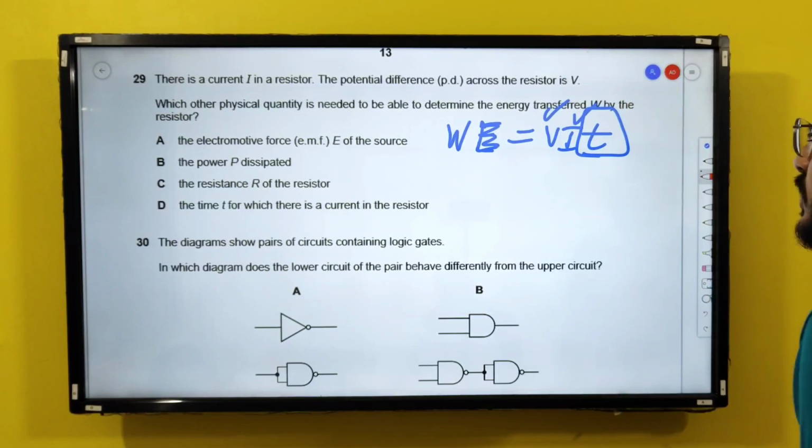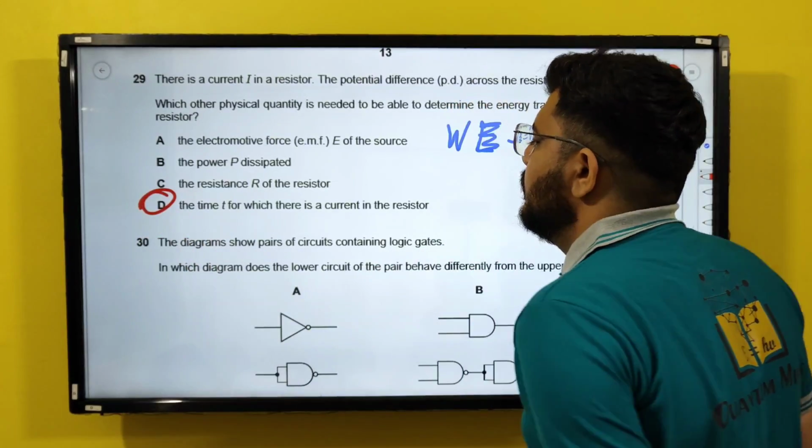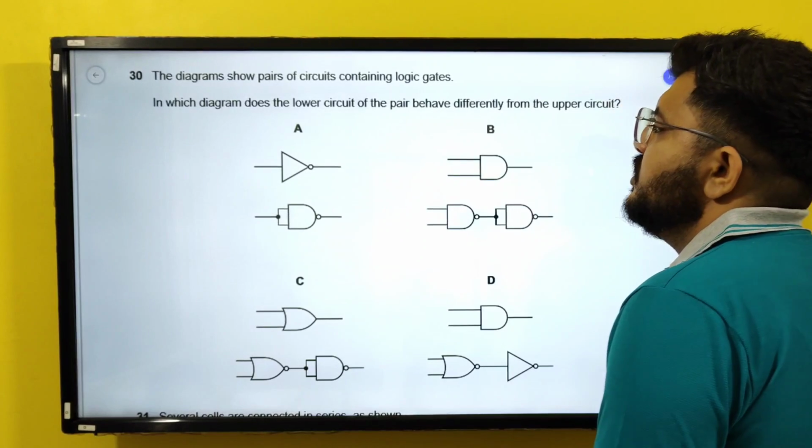Let's find out. Electromotive force, no. Power dissipated, no. Resistance, no. But time, right? Time we need.